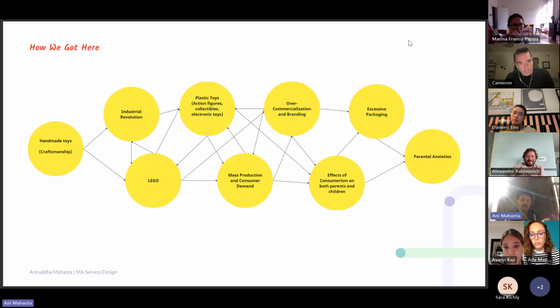Just like effects like over-commercialization or things like excessive packaging. There are some toys which have a shorter lifespan than the lifespan of the packaging. So the toy might get broken, or the children might just lose interest in the toy, but then the packaging will last for, I don't know, 15 to 20 years more than the toy probably. So understanding the interconnections was again very helpful to me.